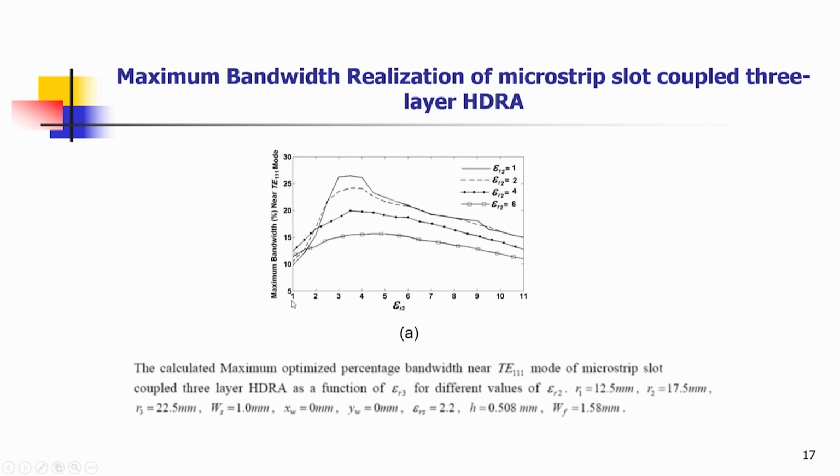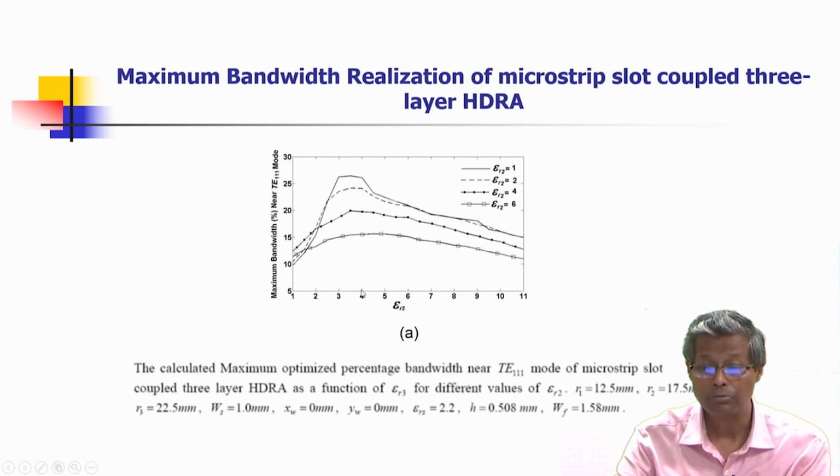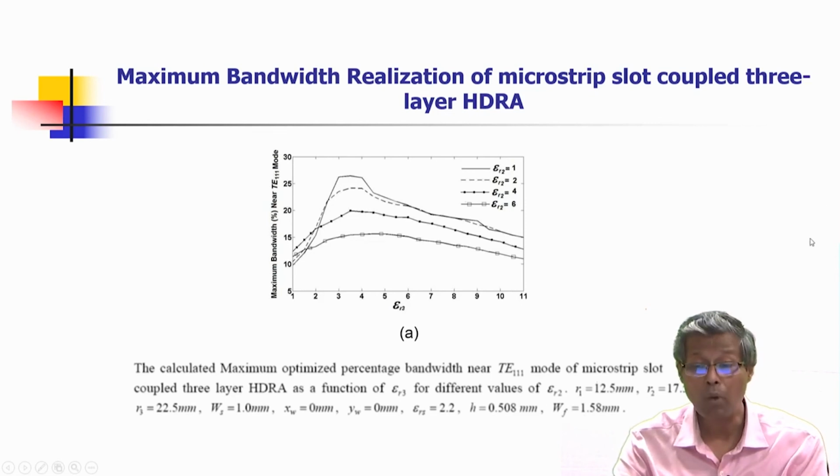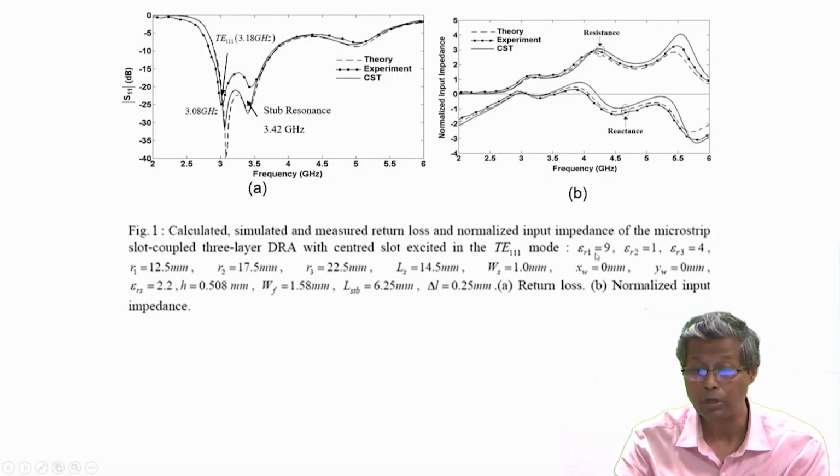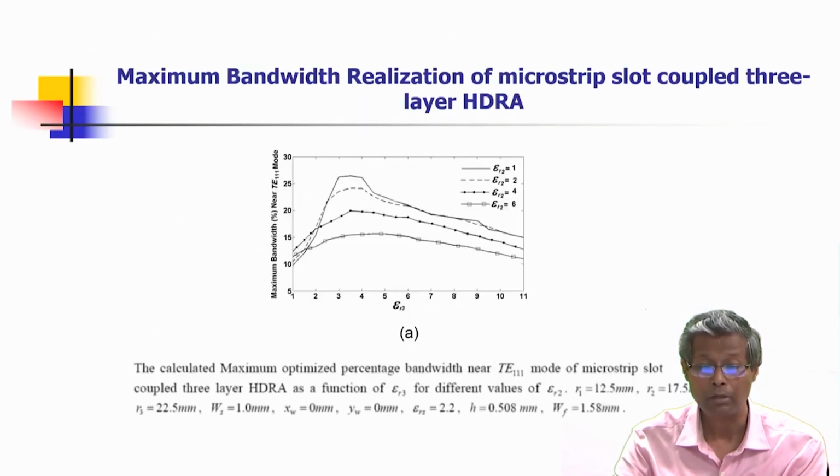We see the maximum bandwidth versus epsilon r 3 with epsilon r 2 as a parameter. As epsilon r 3 increases, we get an optimum bandwidth at epsilon r 3 equal to 4 and epsilon r 2 equal to 1. That is why we have chosen 9, 1, 4 as our optimized design. In figure 1 we had chosen epsilon r 1 equal to 9, epsilon r 2 equal to 1, epsilon r 3 equal to 4. This is supported by the design curves for the maximum bandwidth realization. So, this characterizes the bandwidth versus the permittivity for the 3 layer HDRA.